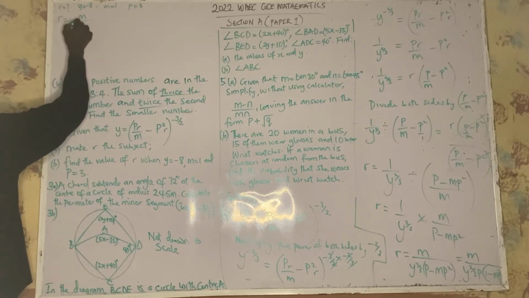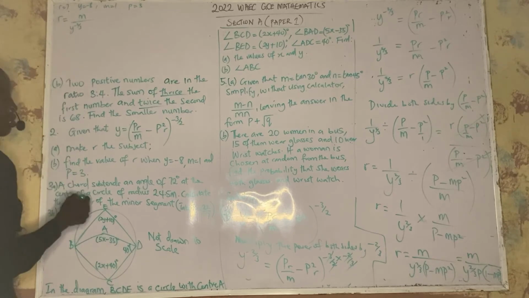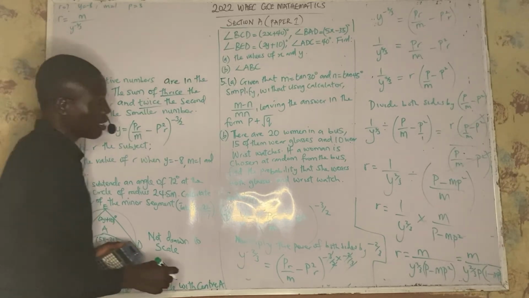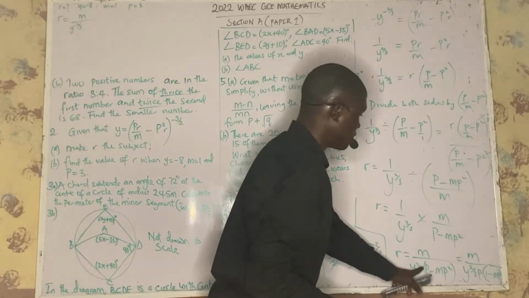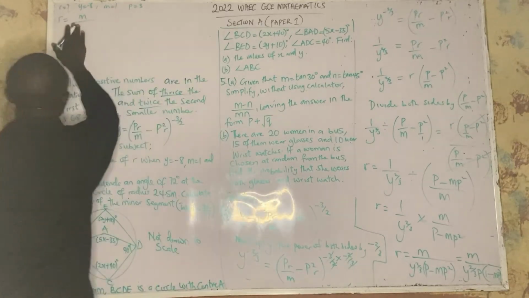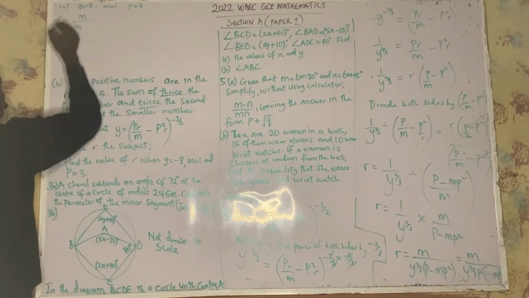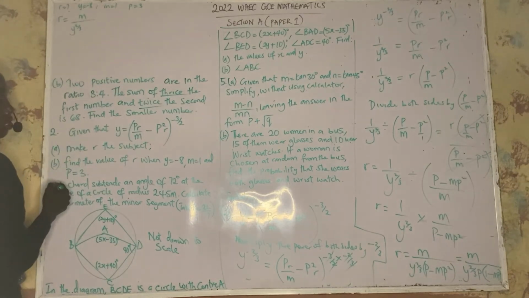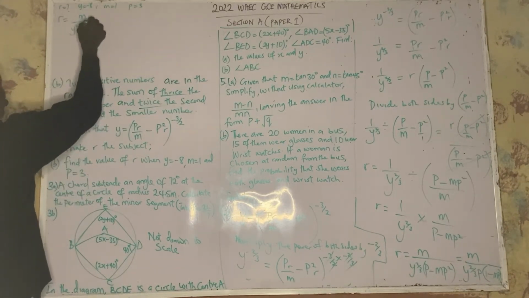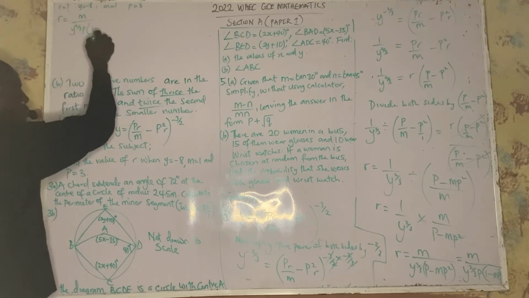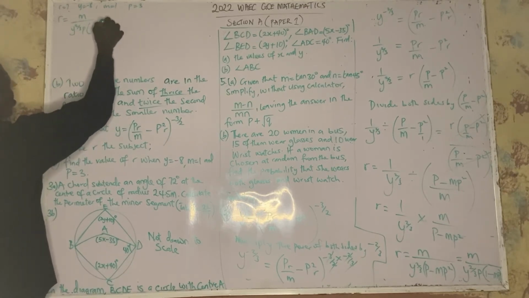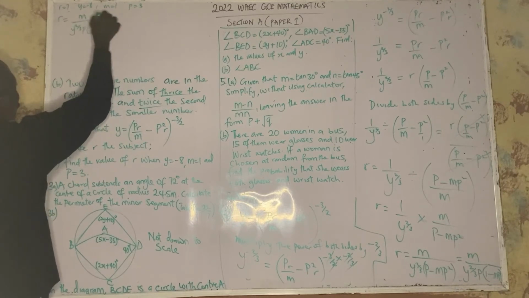y raised to the power minus 2 over 3. Don't forget it is minus. Okay, now remove that minus as a result of 1 over. So y raised to the power 2 over 3, p, open bracket 1 minus np. So this is the formula.